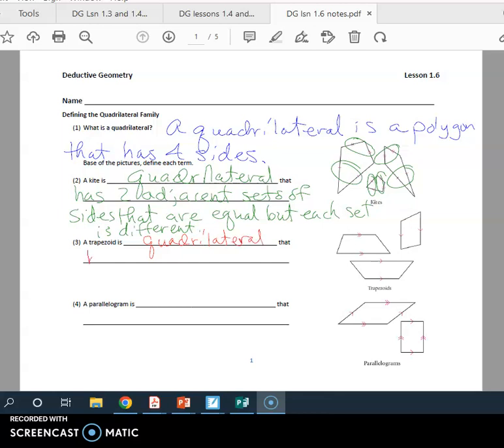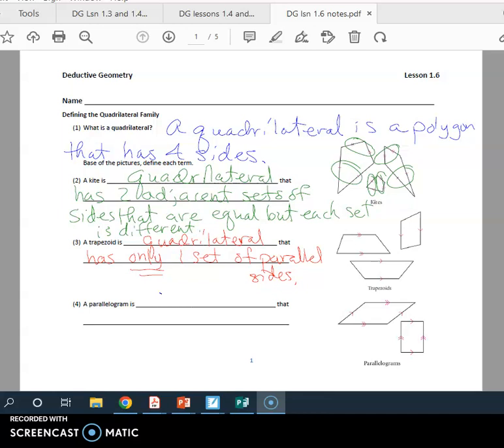That has only 1 set of parallel sides. This is probably of all the definitions one of the more controversial for textbooks, because some textbooks will take the word only out and just simply say 1 set of parallel sides and allow parallelograms to be special trapezoids. But in your textbook, the word only is critical. So parallelograms, squares, rhombuses, and rectangles cannot be special trapezoids.